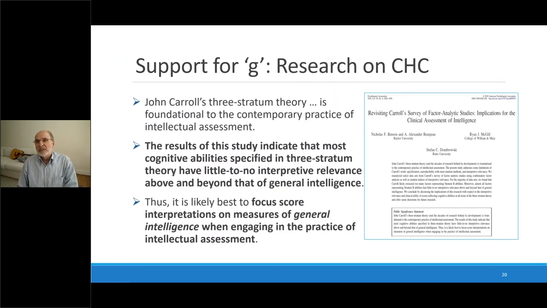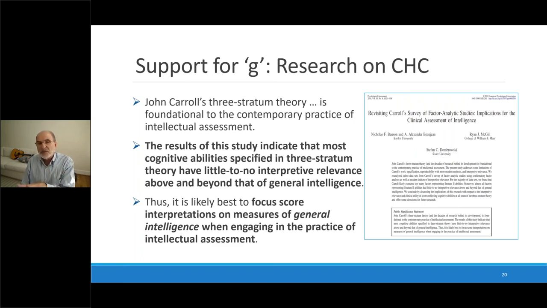This recent paper also looked at this issue, especially as it relates to CHC, and they went back and reanalyzed John Carroll's work, and their results were the same. The results of the study indicate that most of the cognitive abilities specified in the three-stratum theory have little to no interpretive relevance beyond that of g, or general intelligence. That's a really strong statement. So what they're suggesting is to focus the score interpretations on measures of general intelligence.